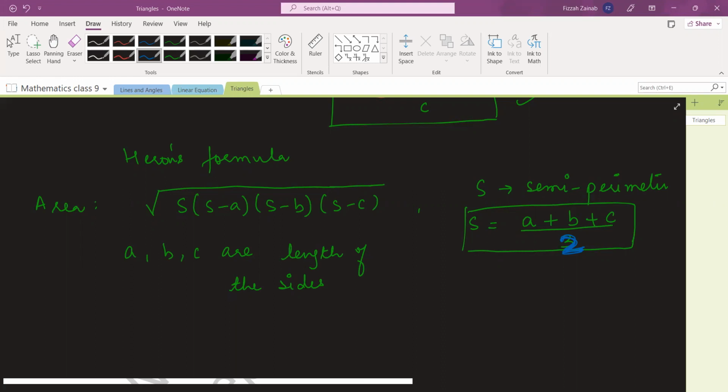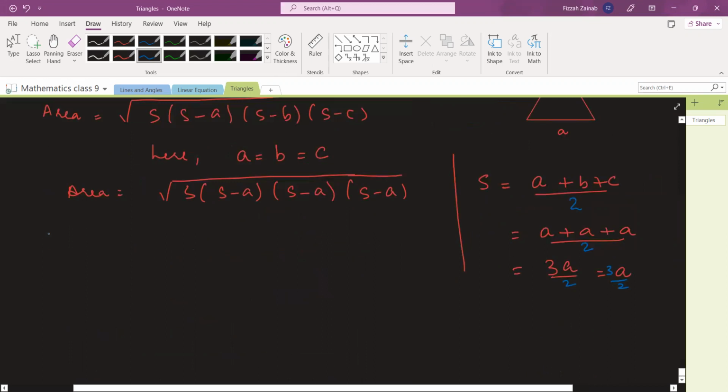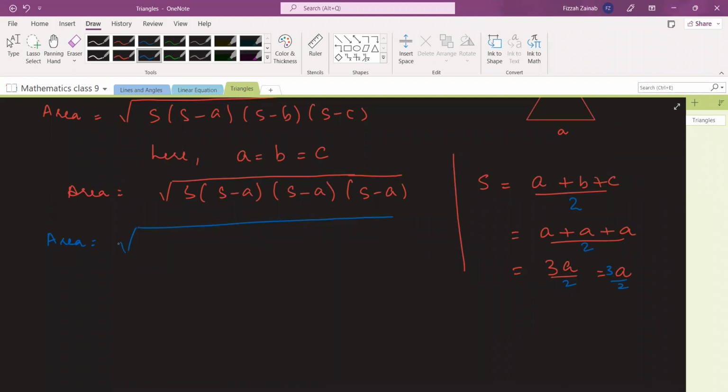Now you put this in the area. So now the area is under root S. Now what is S? Oh, sorry, not here. It is here in the question. Yeah. So the area is under root S, this is 3A by 2. So everything is under square root. So 3A by 2 into (3A by 2 minus A), right? And then (3A by 2 minus A), right? And (3A by 2 minus A). Okay.